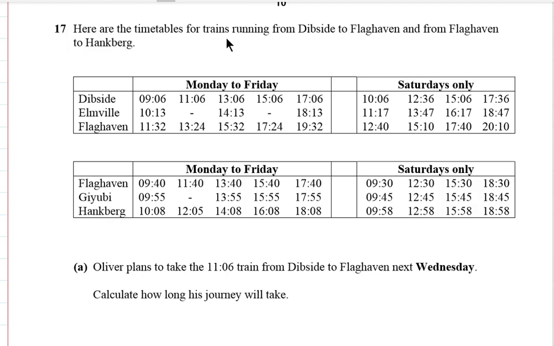Question 17. Here are the timetables for trains running from Dipside to Flaghaven and from Flaghaven to Hankburg. Okay, if we look at these tables, all these times are available from Monday to Friday, and this part is only for Saturdays. And here's the next timetable. A. Oliver plans to take the 11:06 train from Dipside to Flaghaven next Wednesday, so we are here in this part. Calculate how long his journey will take.